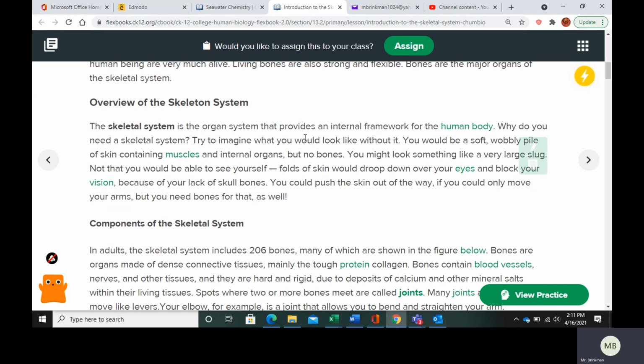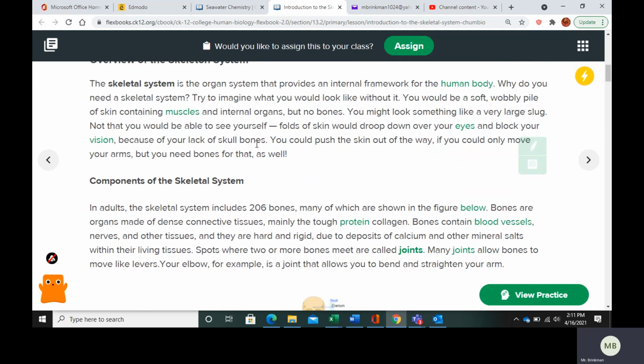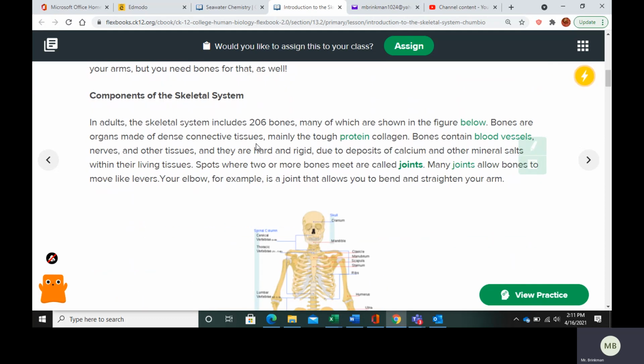The skeletal system is an organ system, and it provides the internal framework for your body. So it basically gives you shape. We're going to get a little more into detail on it in a little bit. In adults, the skeletal system has 206 bones.